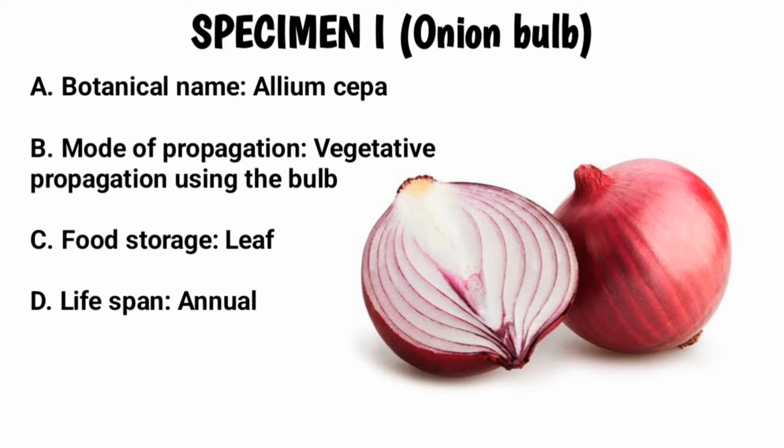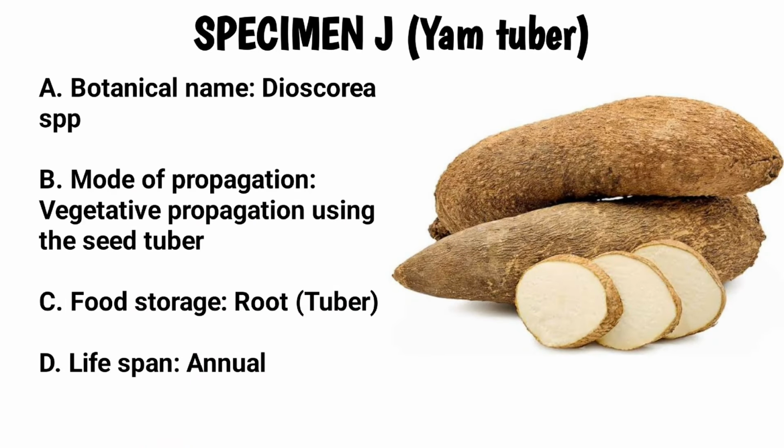It's an annual plant. So moving on, specimen J is a yam tuber, and its botanical name is Dioscorea spp. When asked for the mode of propagation, it is propagated vegetatively using the seed tuber, and it stores its food in the tuber or the root, because the root is modified for food storage. Then the lifespan, it's an annual plant because it grows, bears fruit and dies within 1 year or one growing season.